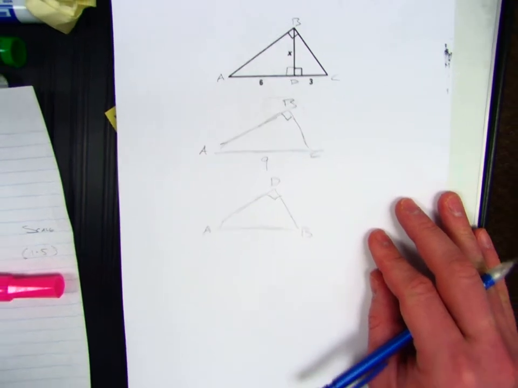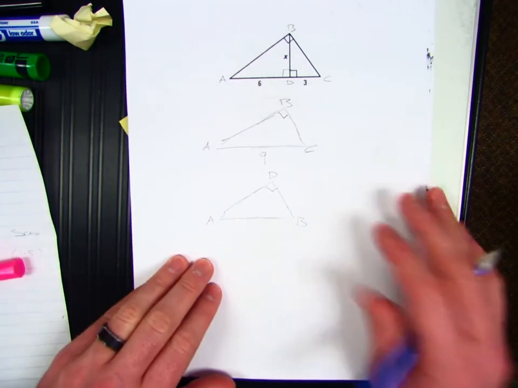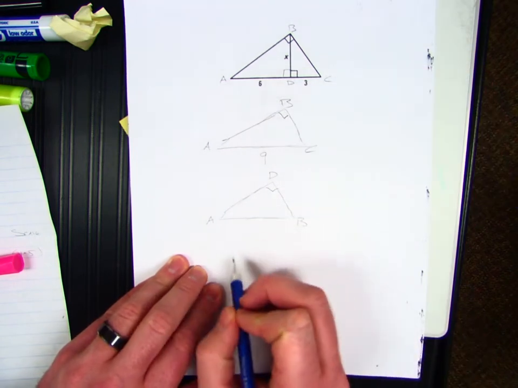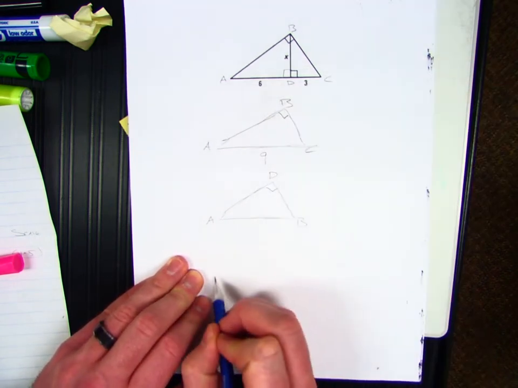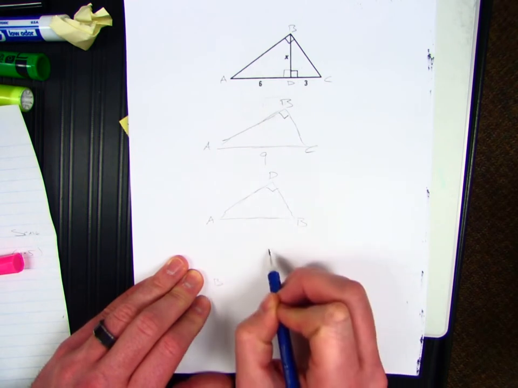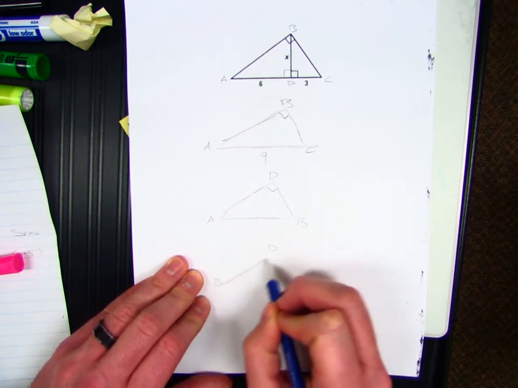And then let's draw our third smallest triangle. Okay? That's going to be BDC. So once again, I guess I'll reflect it so they're all facing the same way. So B, D, C.